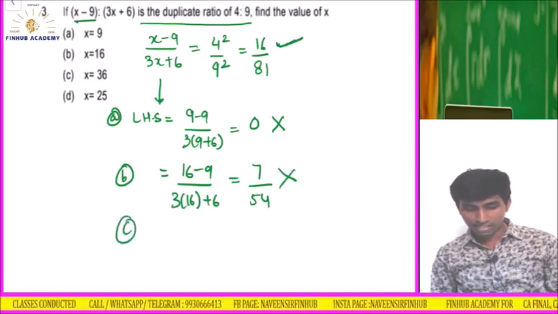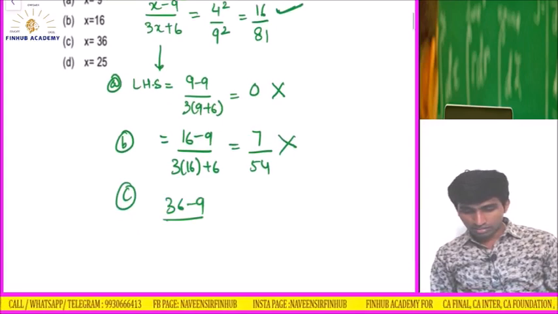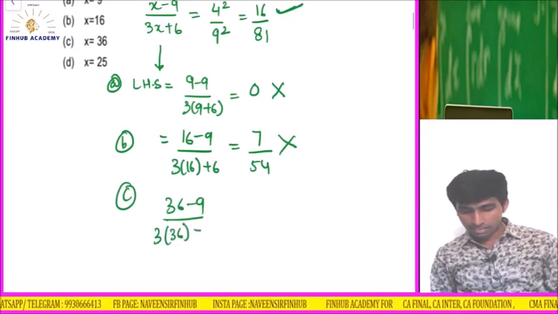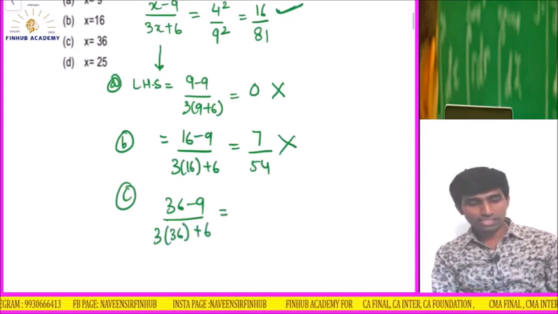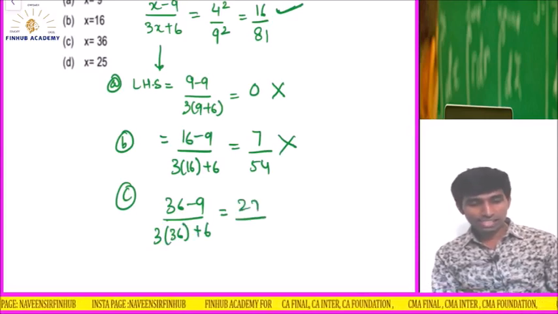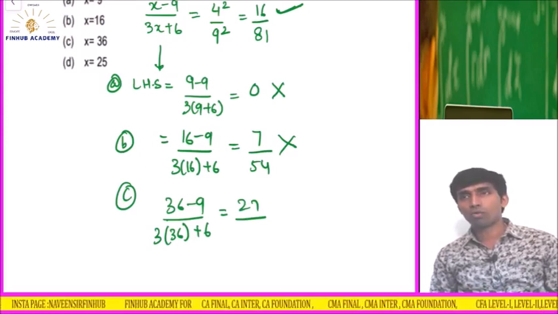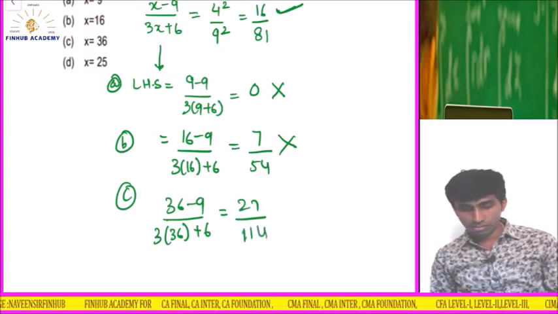Let's check C. So it is 36. So 36 minus 9 upon 3 into 36 plus 6. So the answer is what? 36 minus 9 is equal to 27 upon 36 into 3 plus 6. The answer is 114. So 27 by 114. This is also not the answer.